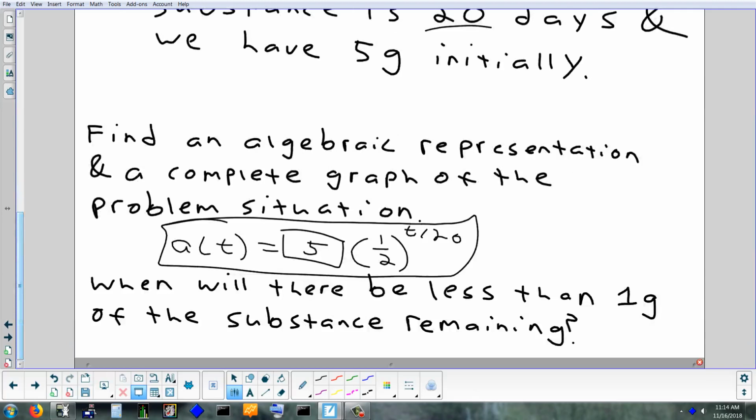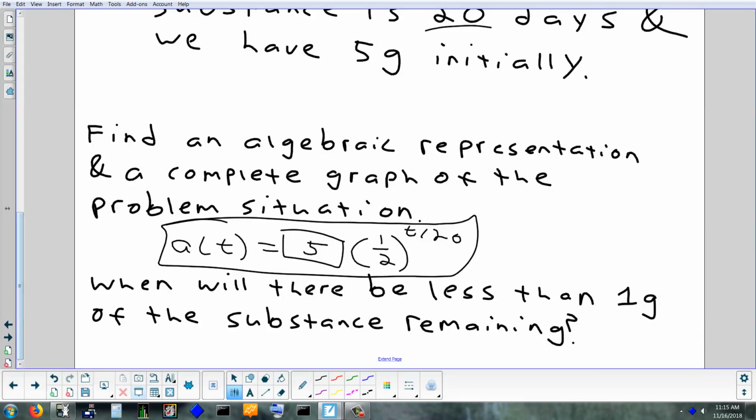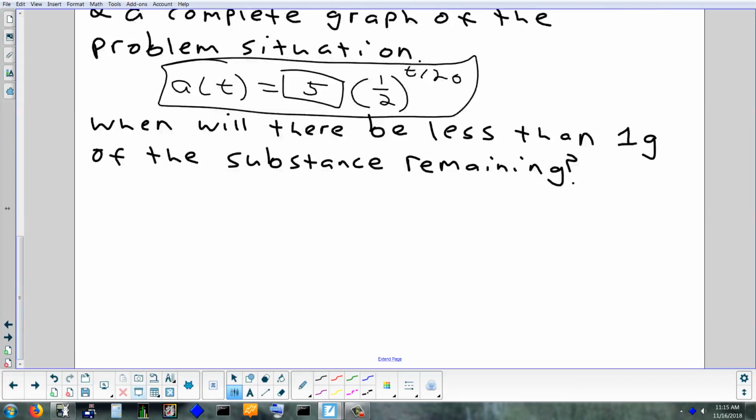Second part, when will there be less than 1 gram left? Well, you can kind of estimate it. After 20 days, you have half of 5, that's 2.5. After another 20 days, you have half of that, that's like 1.25. So it's going to take a little bit more than 2 half-lives. So maybe somewhere around 50 days or so. But let's set it up and solve it.